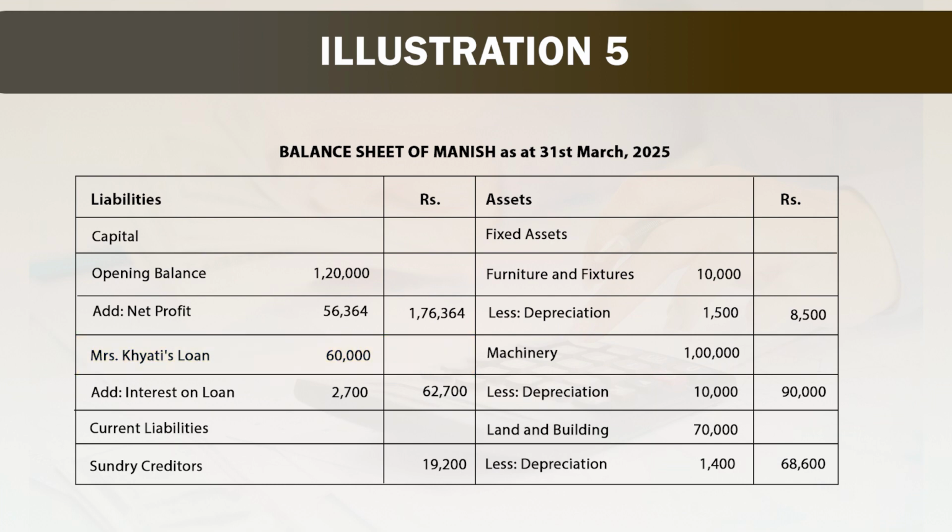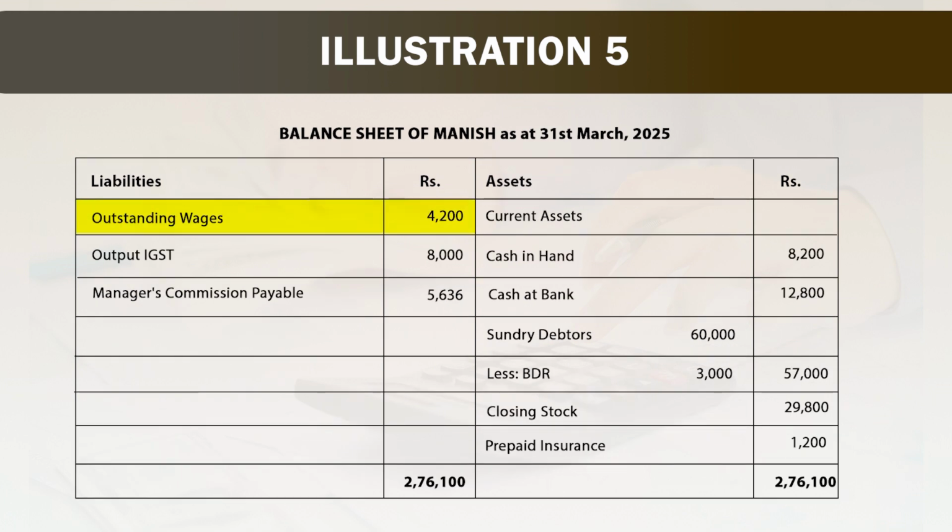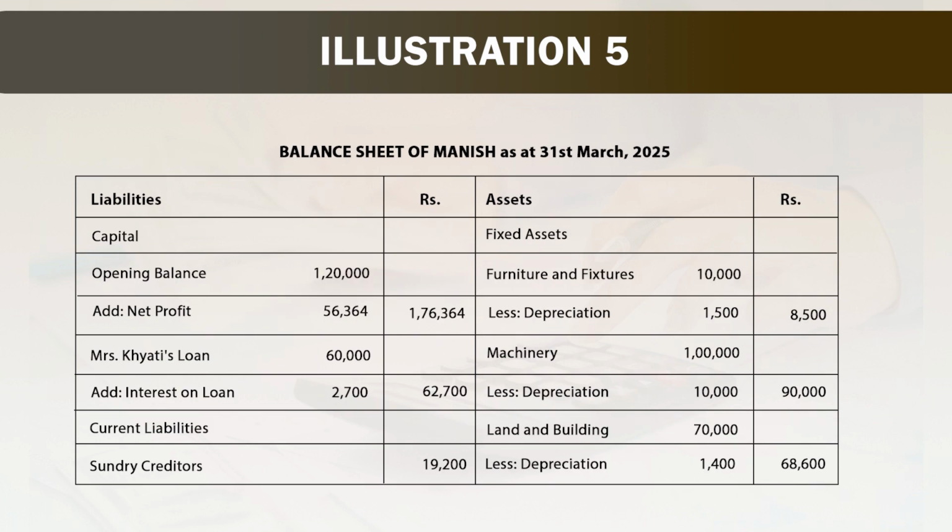We had a hidden adjustment on it. We have calculated interest on it, and that comes to rupees 2,700. So, total amount payable to Khyati for his loan including interest is 62,700. Then we will see the current liabilities. We have sundry creditors of 19,200, outstanding wages 4,200, output IGST 8,000. Kindly refer to your adjustment explanation, and then commission which is yet to be paid to the manager, that is 5,636. Now, we will see the items of our asset side.